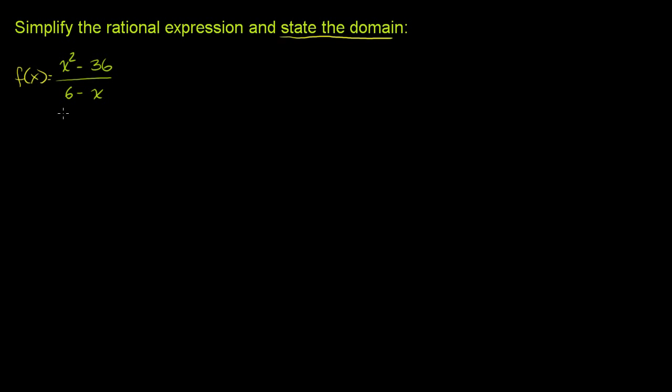The domain is a set of all x values that you could input into this function and get something that is well defined. Now, the one x value that would make this undefined is the x value that would make the denominator equal 0. So when does that happen? 6 minus x is equal to 0. Let's add x to both sides, and we get 6 is equal to x.